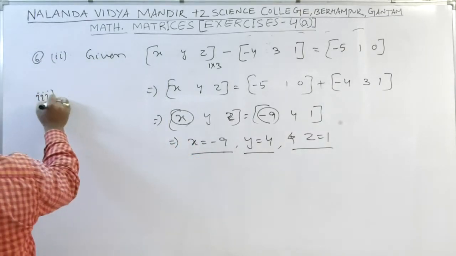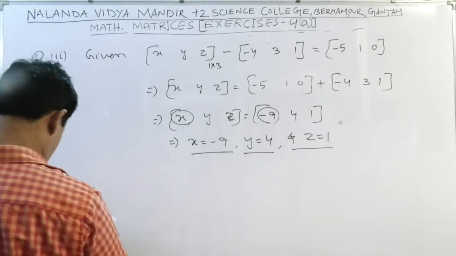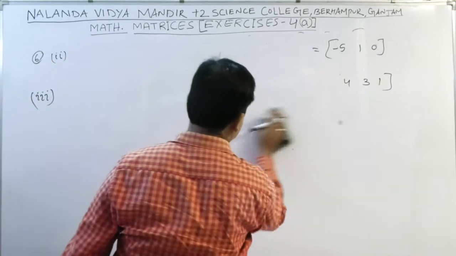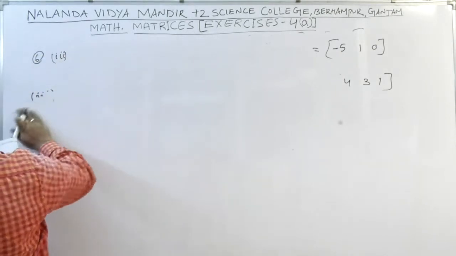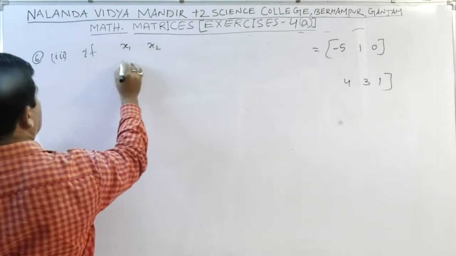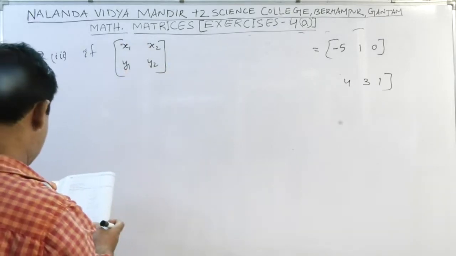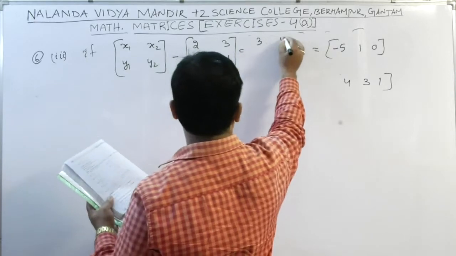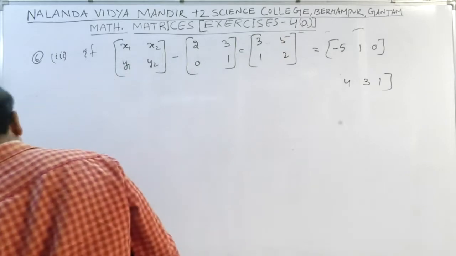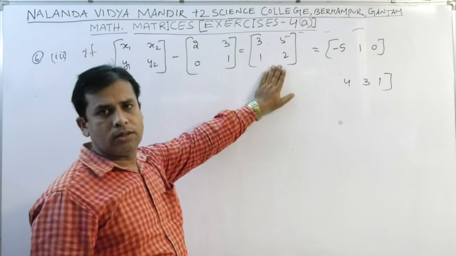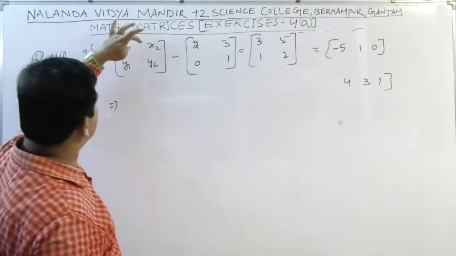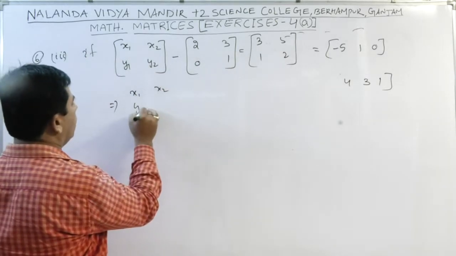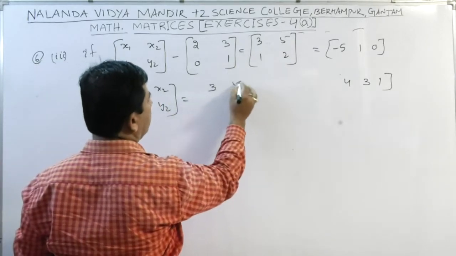Now, the third bit is: if [x1, x2; y1, y2] minus [-2, 3; 0, 1] is equal to [3, 5; 1, 2]. This matrix minus this matrix, we get this matrix. Therefore, this implies the [x1, x2; y1, y2] matrix is equal to this matrix plus this matrix. So, [x1, x2; y1, y2] is equal to [3, 5; 1, 2].